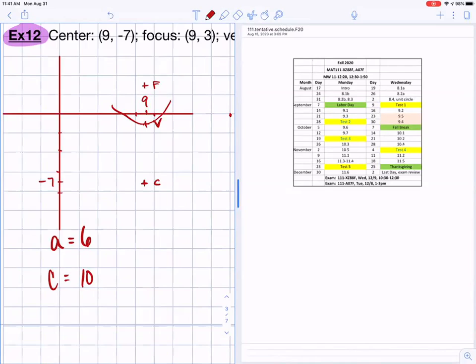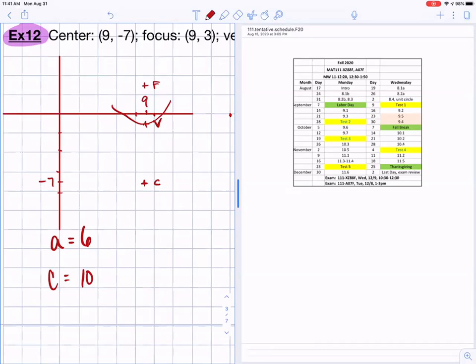Okay, great. I'm still supposed to find an equation. What are the 4 things I gotta have to write my equation? H, K, A and B. What am I missing? I'm missing my B value. Okay. How am I gonna get my B value?